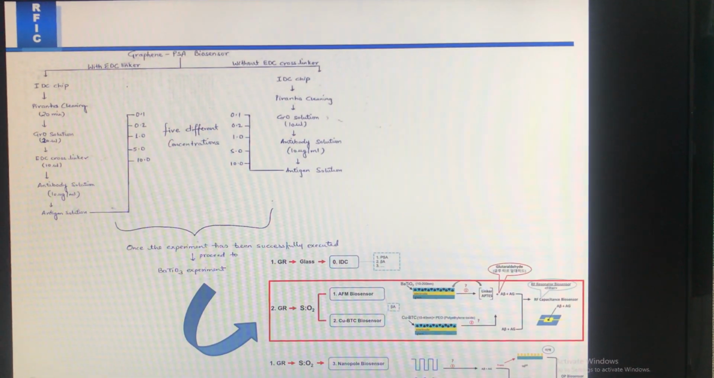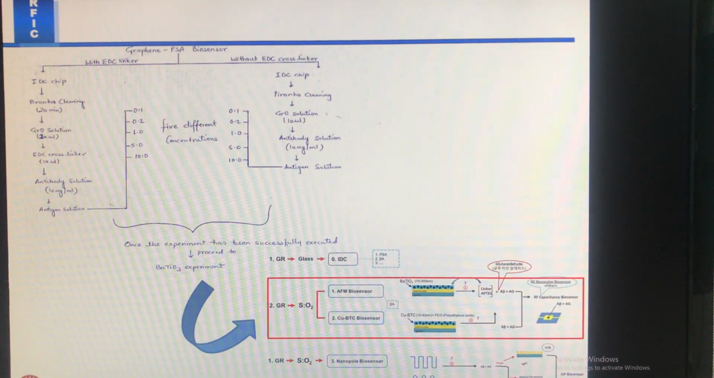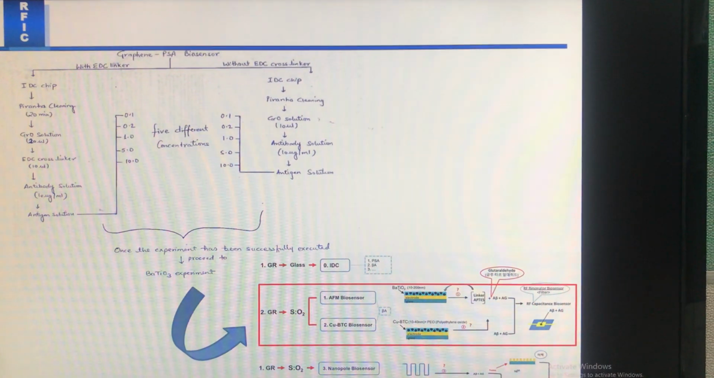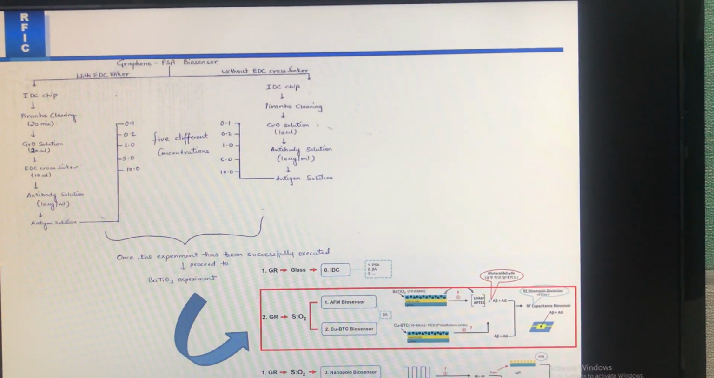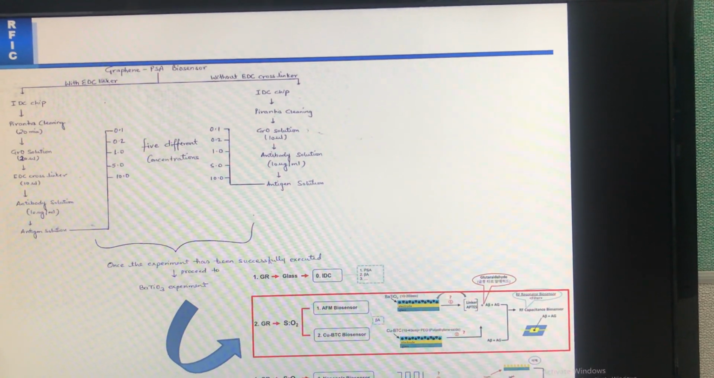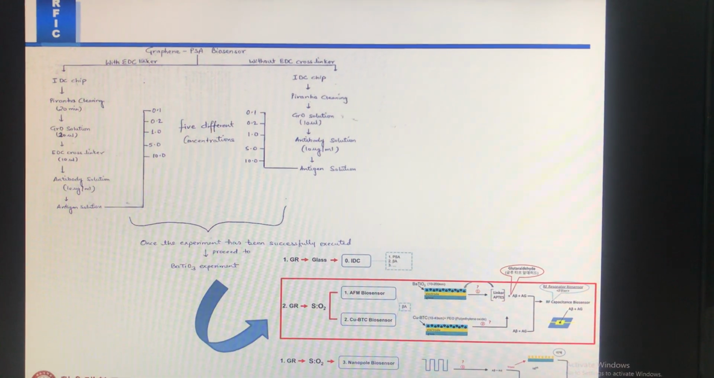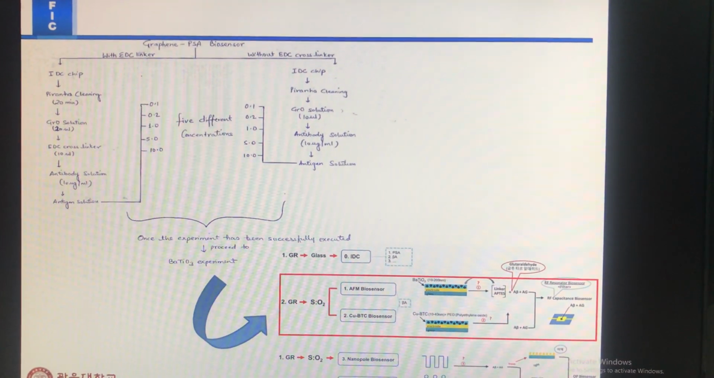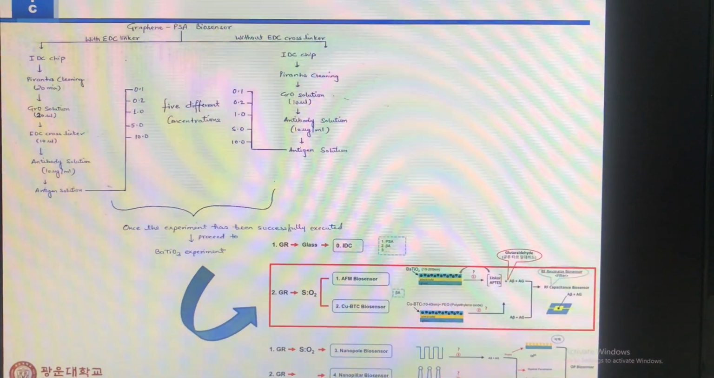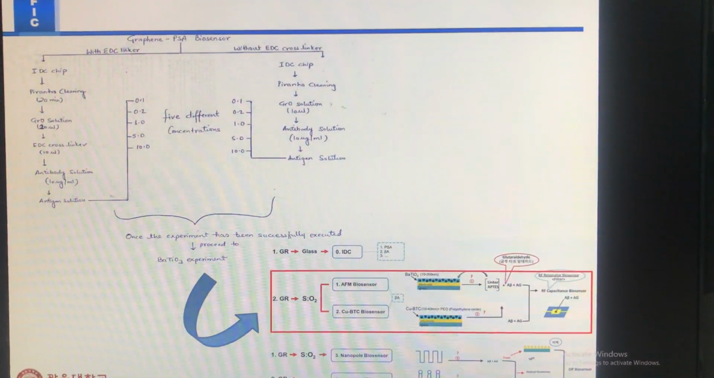Once the experiment has been successfully executed, we will proceed to the BaTiO3 experiment, because for the BaTiO3 chip, we already know that we have only two chips. So once this experiment has been successfully done, then I will proceed with that chip to check the capacitance value and the measurement.